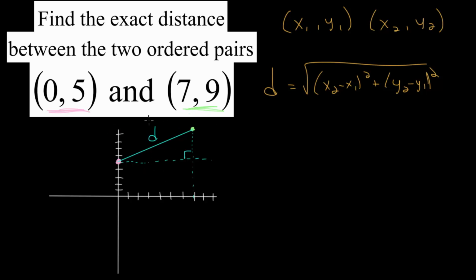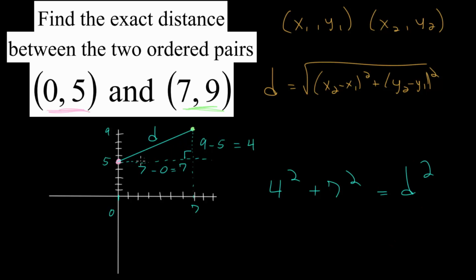But notice this has a y value of 9 and this has a y value of 5. So this length here is really just the difference, 9 minus 5, which is 4. And similarly, this has an x value of 7 and this is an x value of 0. So this length here is just the difference, 7 minus 0, which of course is 7. And we can use the Pythagorean theorem. We square 4, we add that to 7 squared, and this is equal to the distance squared.